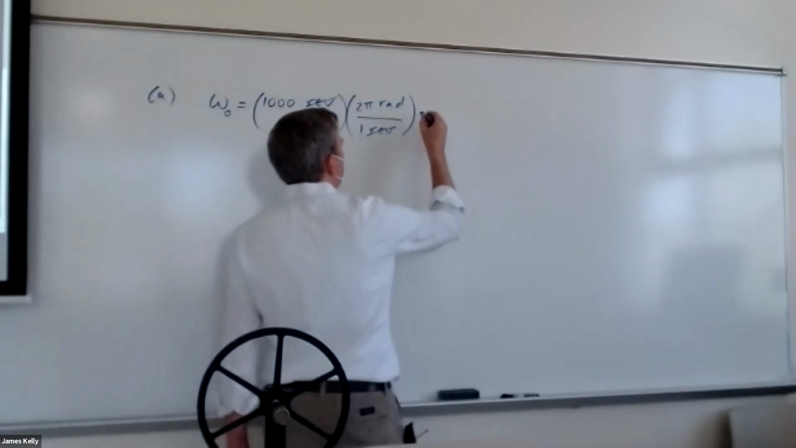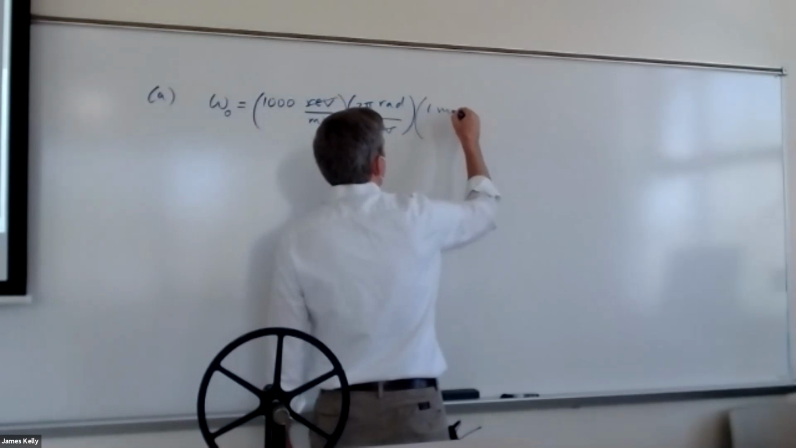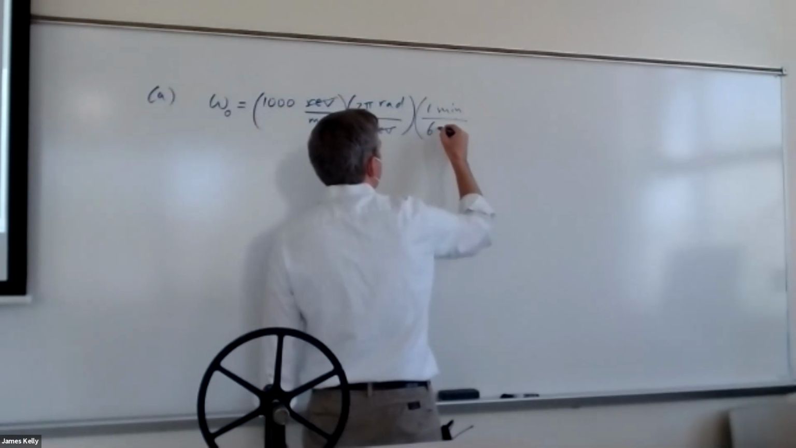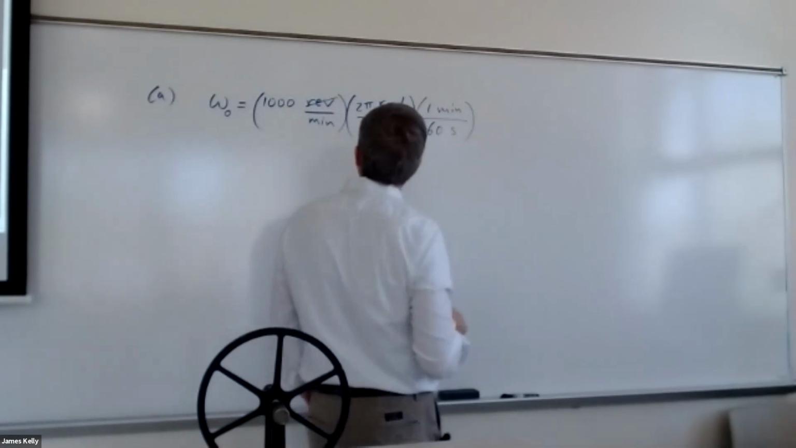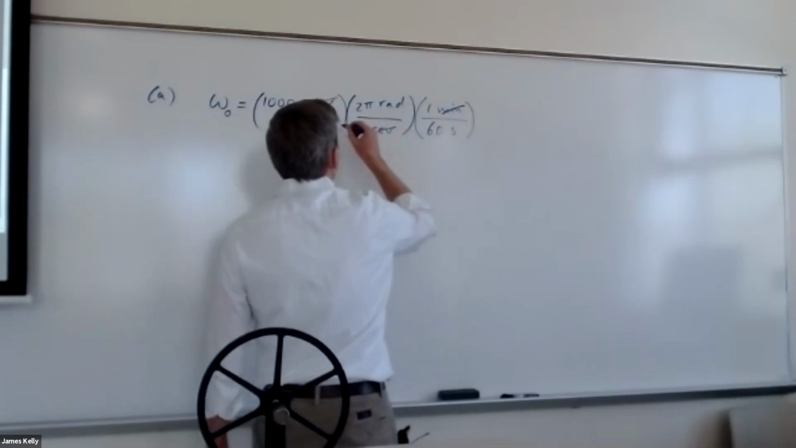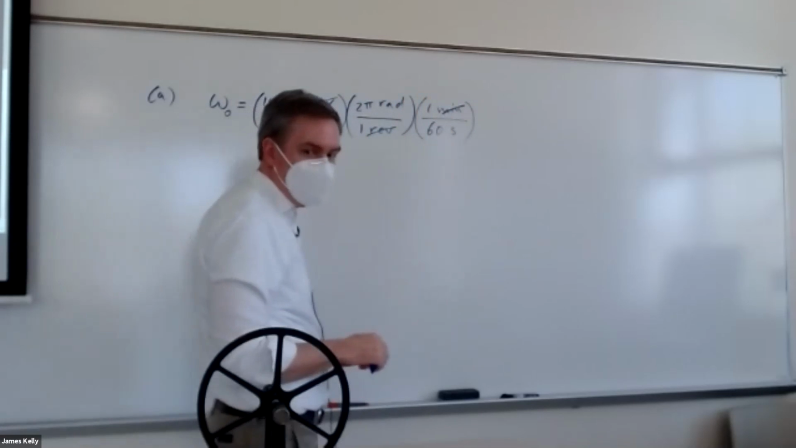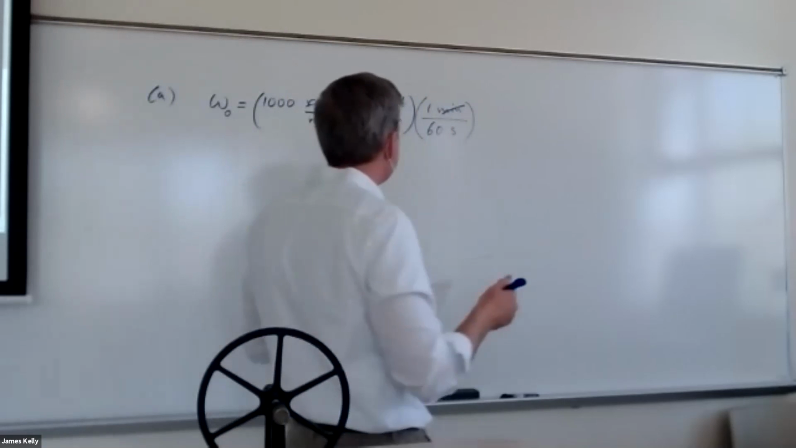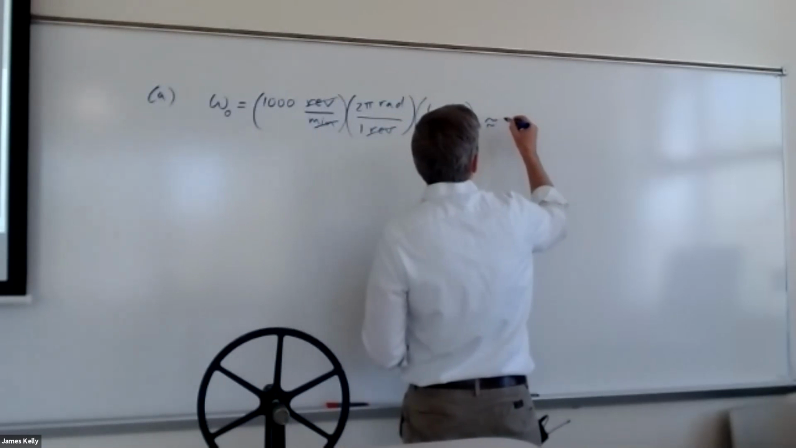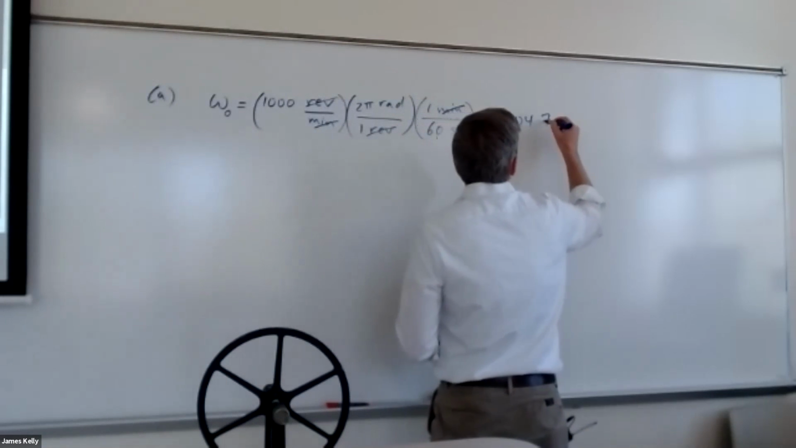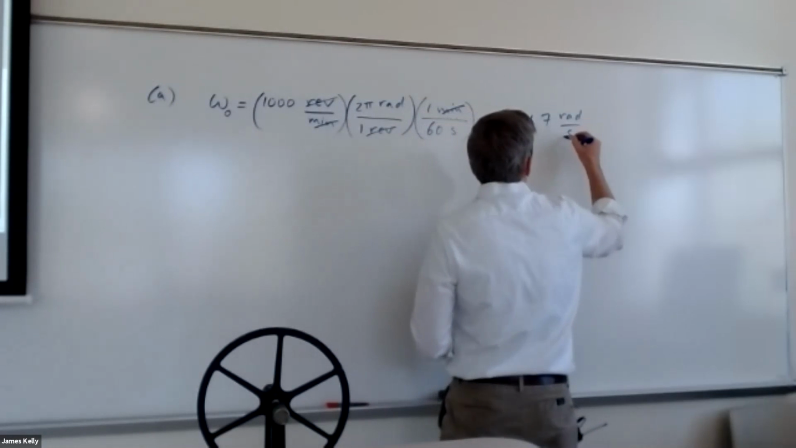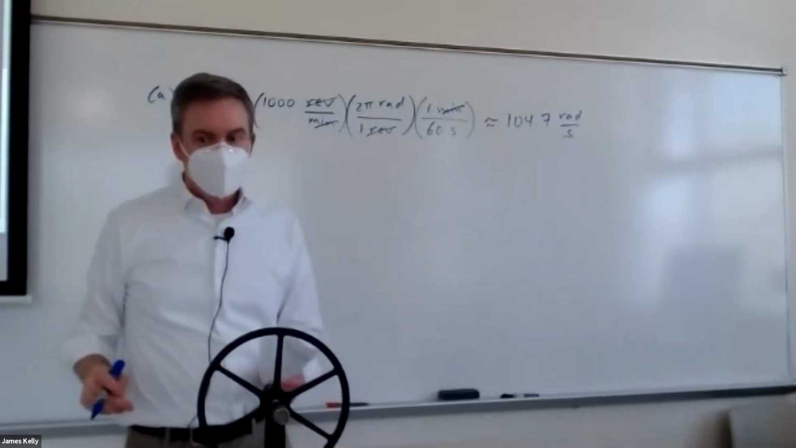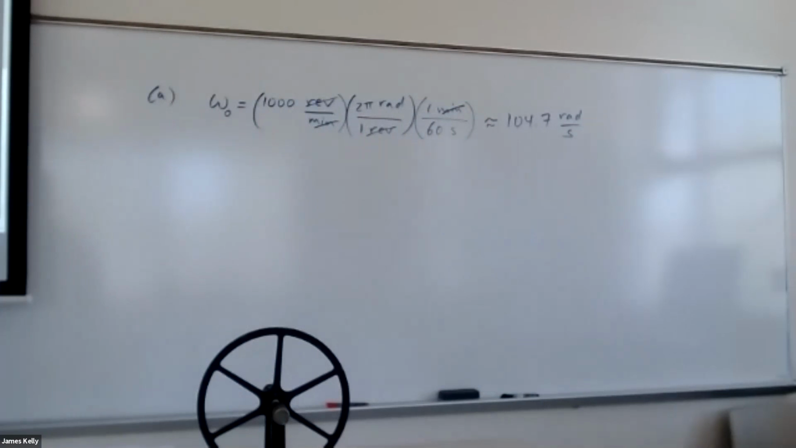And the minutes, of course, is easy. 1 minute is the same thing as 60 seconds. And so when I cancel my minutes, I have radians per second, the number being 104.7. Radians per second. So the SI units for omega are radians per second. SI units for alpha are radians per second squared.